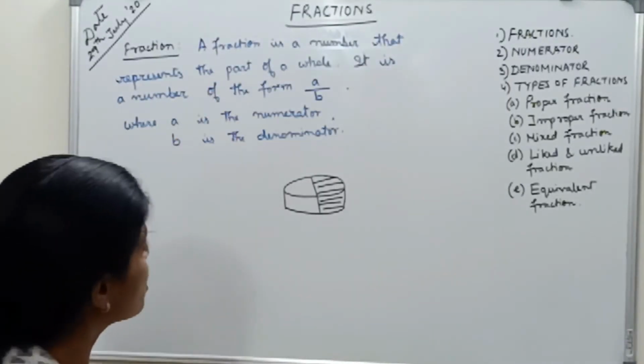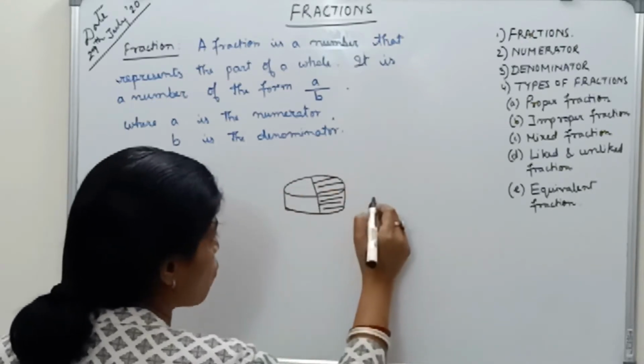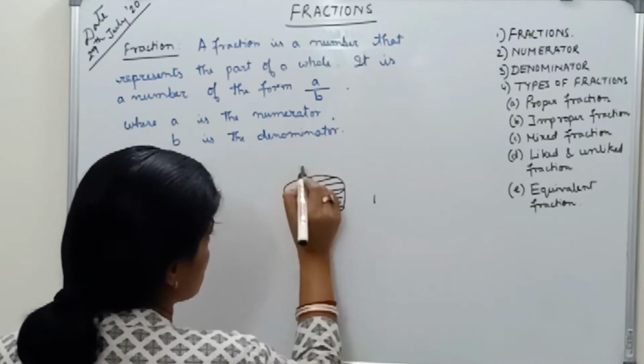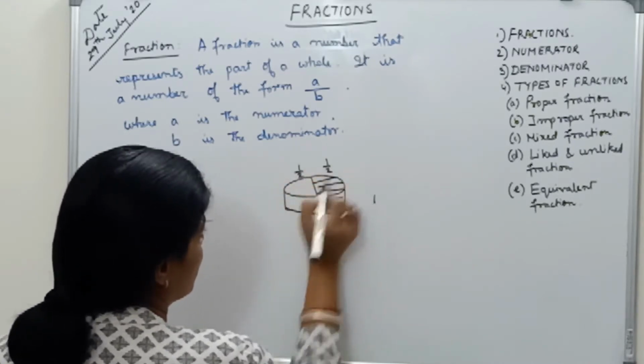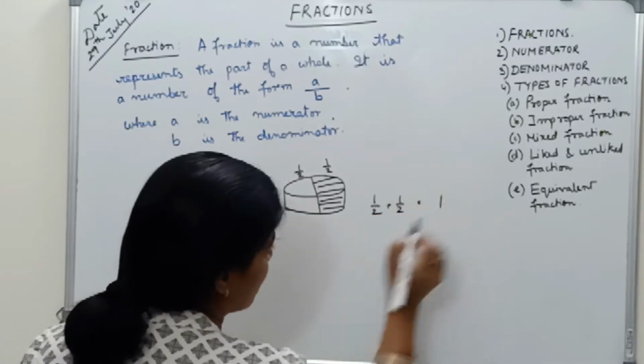So a fraction is a number. This is a fraction. If I take this as a whole, it means 1, or if I take it as 2 parts, this is half part and this is half part. So half plus half will always be 1 whole.